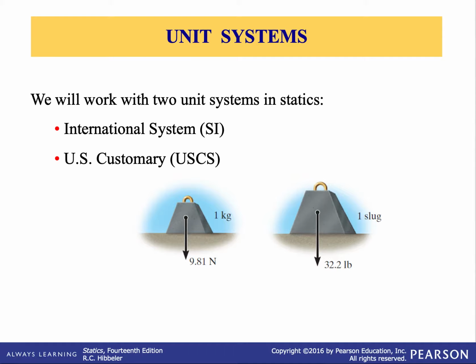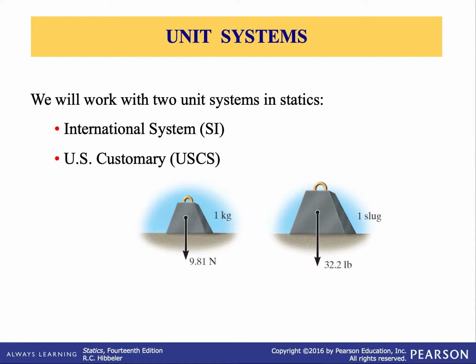The other system is the US Customary System. Another name for it is FPS, where we measure length in feet, force in pounds, and time in seconds. That's where FPS comes from. In the US Customary System, mass is measured in the unit called slug, and force is measured in pounds. You can see in the slide a schematic representation of the 2 systems.